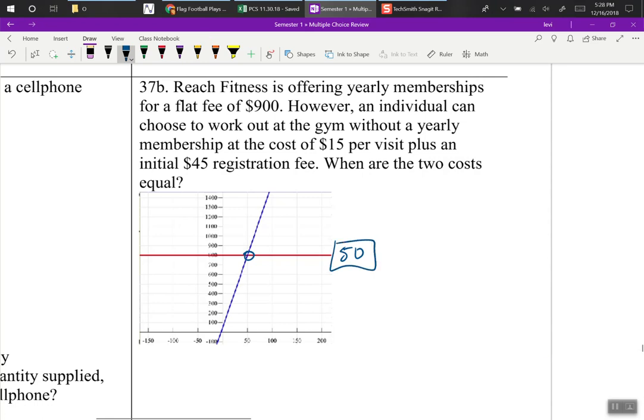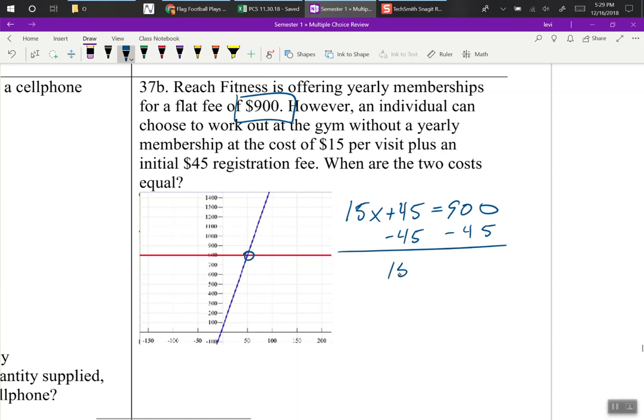But that's not right. That graph is not right. Because if it was a flat fee of 900, when is that equal to 900? So it's 15x plus 45. When does that equal 900? So if we subtract 45, we get 15x equals 855. So 855 divided by 15.